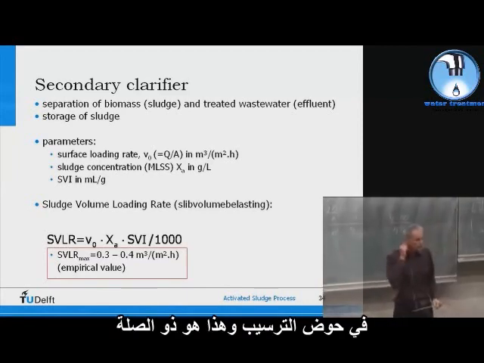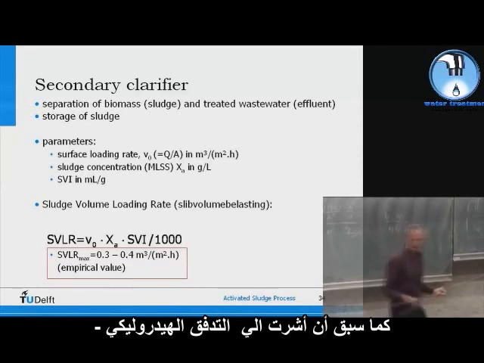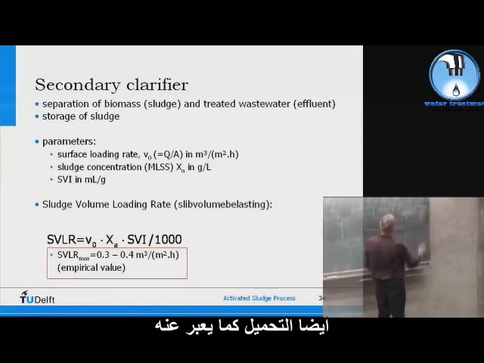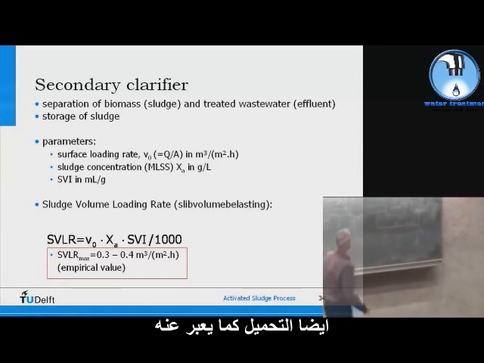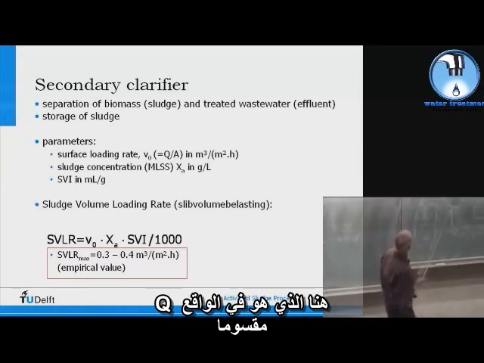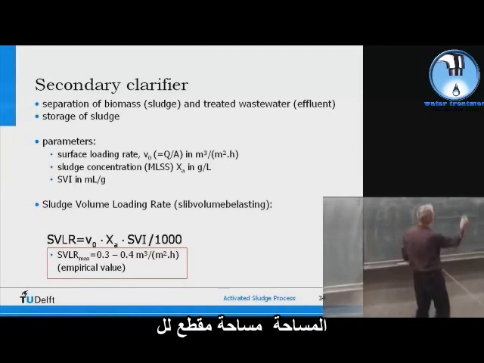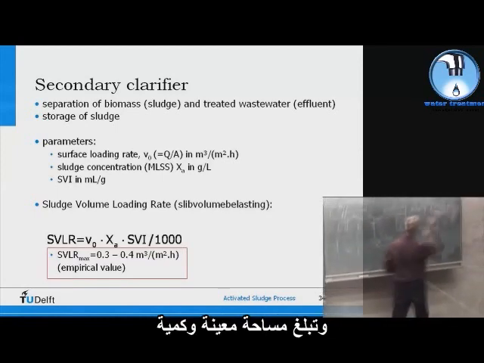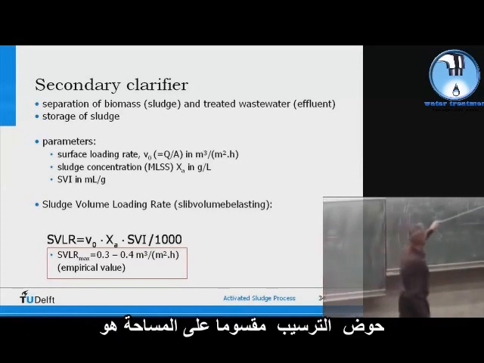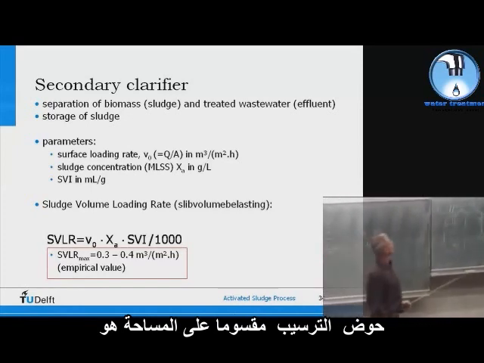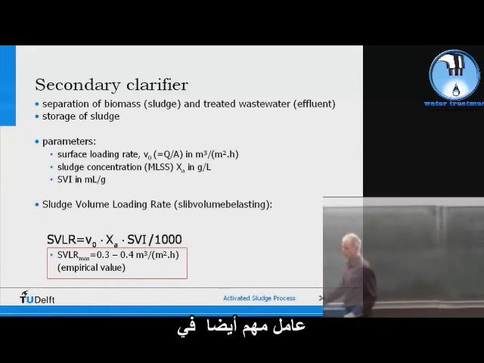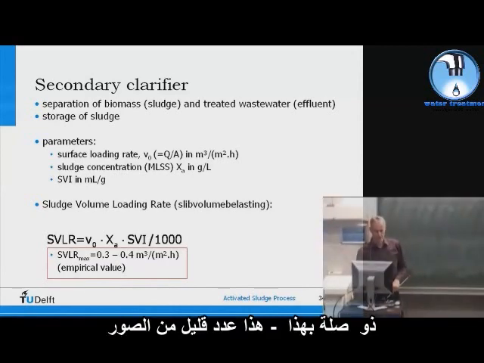Another important parameter of the settling tank is related, as I already mentioned, to the hydraulic throughput. So it's not only the concentration we can reach here, but also the throughput expressed in the term V0, the surface loading rate, which is in fact Q divided by the cross-sectional area of the settling tank. So this has a certain area, and the volume that can go through this settling tank divided by the area is V0, the surface loading rate, which is also a very important parameter of this settling tank. Okay, so that's all related to that.